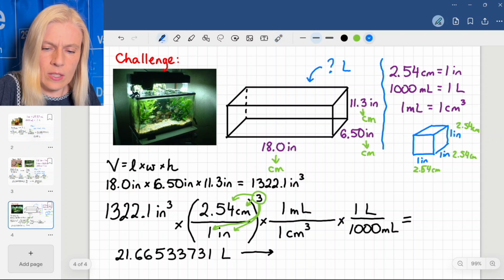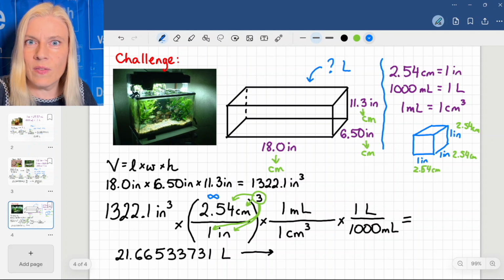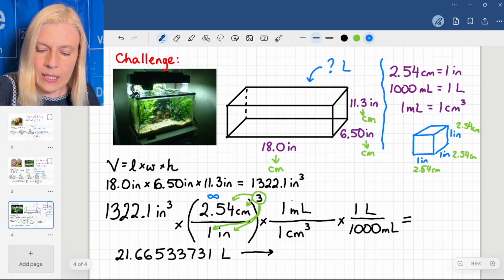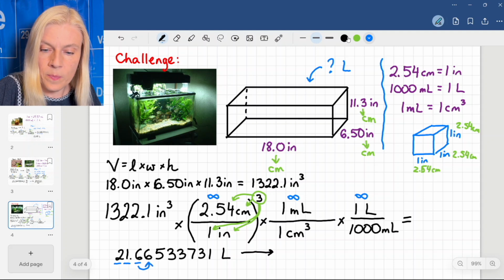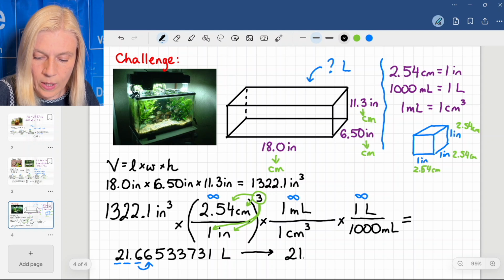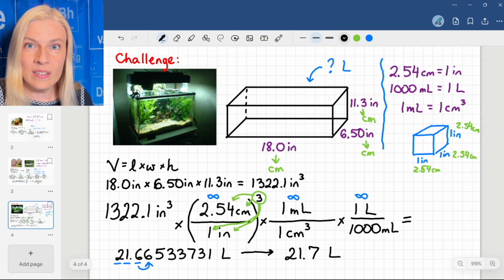This is really interesting. This is an infinite number of sig figs. This is a weird conversion factor between English and metric that actually is exact. And this is, again, definition, infinite, and this is infinite. So our answer should have 3 sig figs. So here's 1, 2, 3, but I look behind to see what to do. And my answer will be 21.7 liters. I'm going to use 21.7 liters of water to fill my aquarium tank.